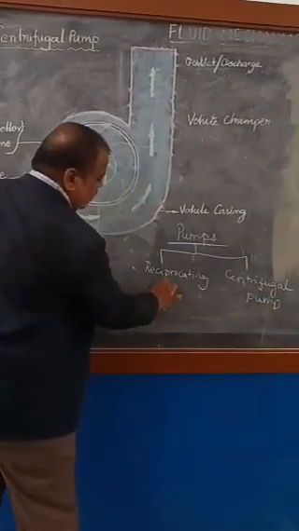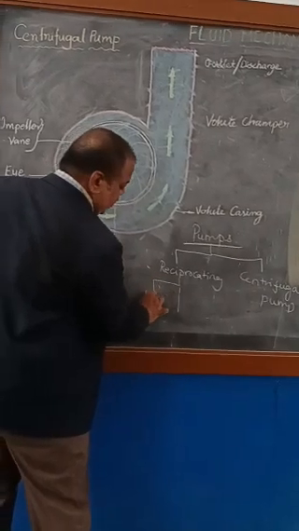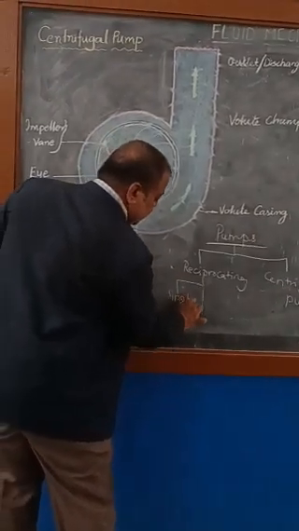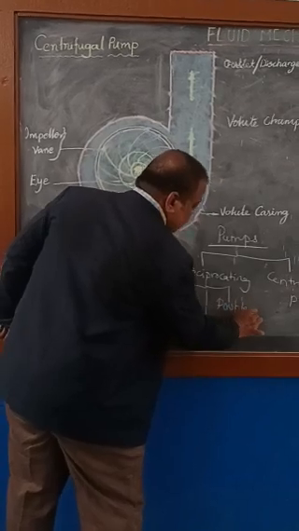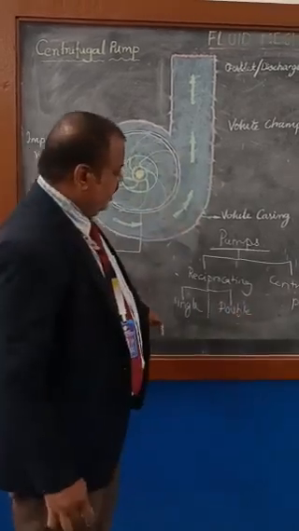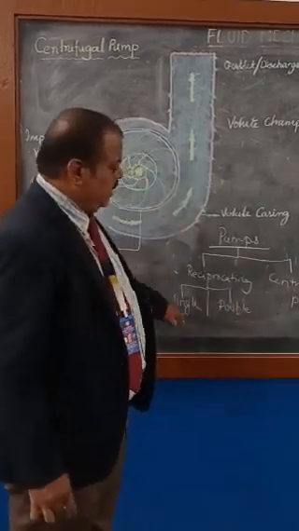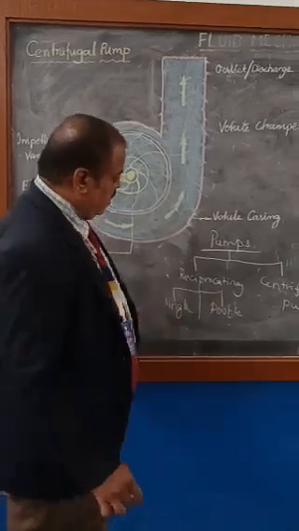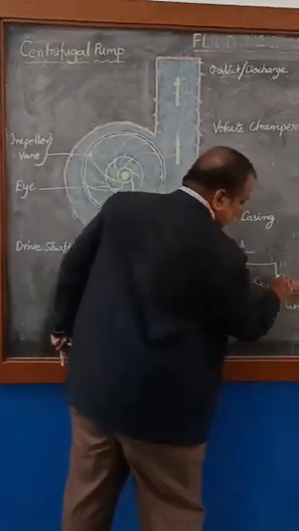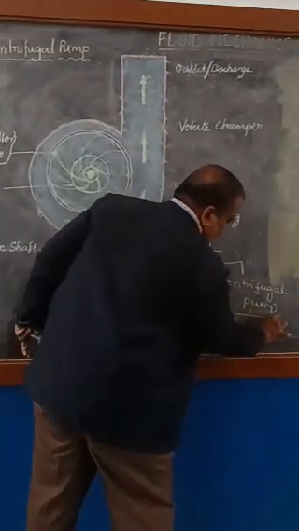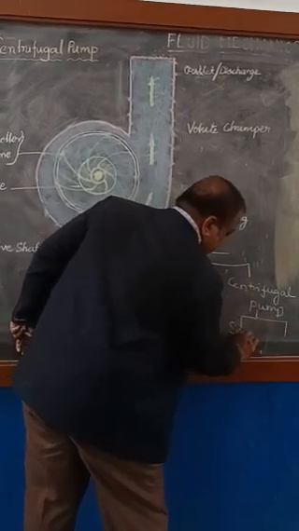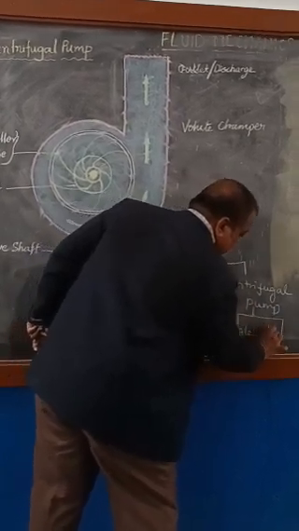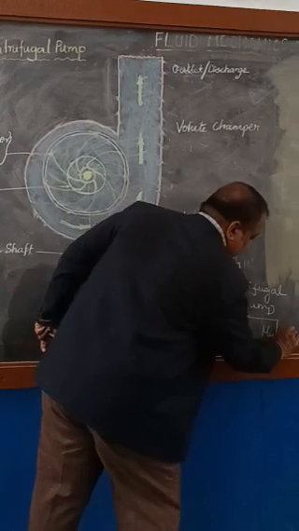Again, in reciprocating pumps you will have various types: single acting and double acting, that is, the single acting reciprocating pump and the double acting reciprocating pump, and single stage single acting and single stage double acting. So we have multiple types. While coming to the centrifugal pump, we have the single stage pump and the multi-stage centrifugal pump.